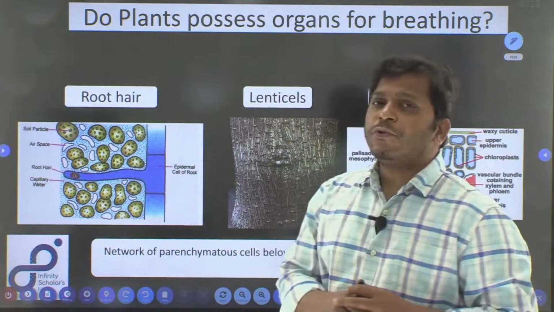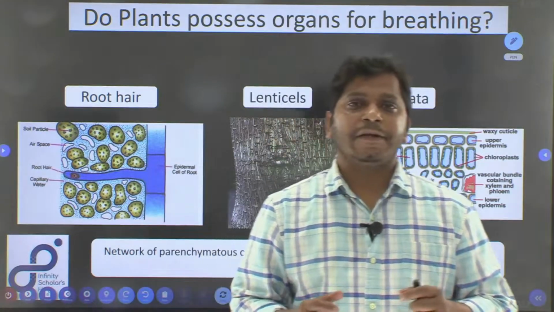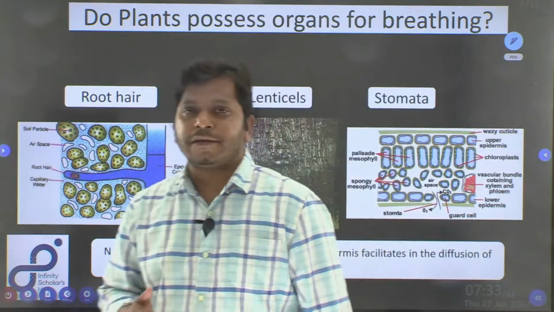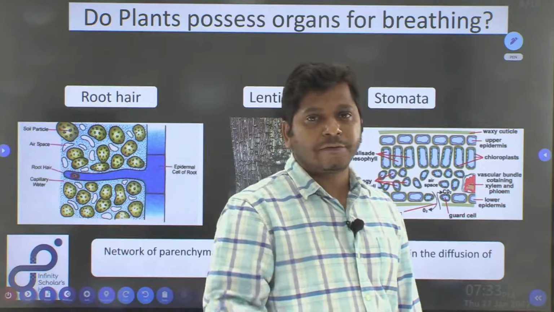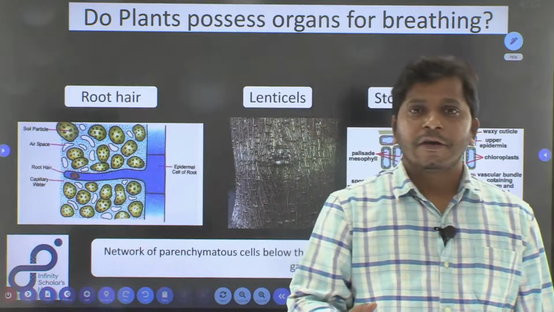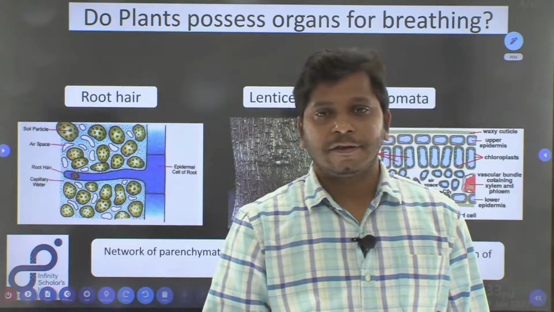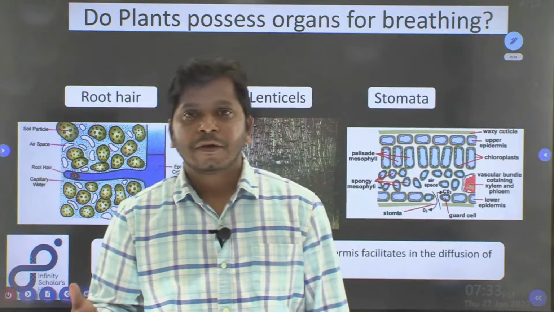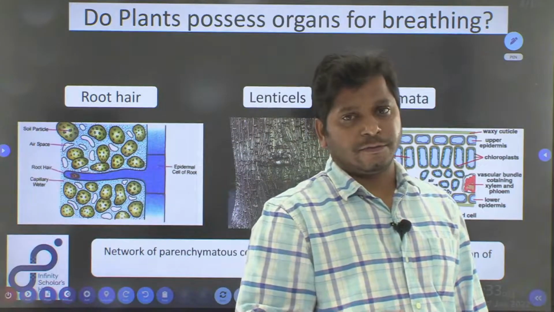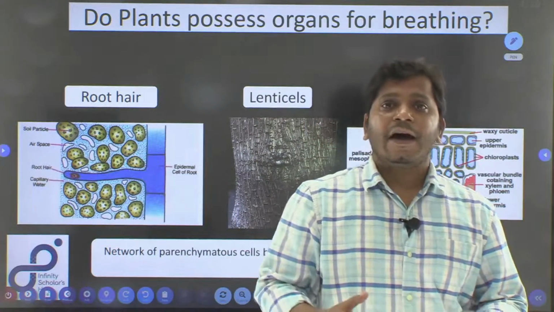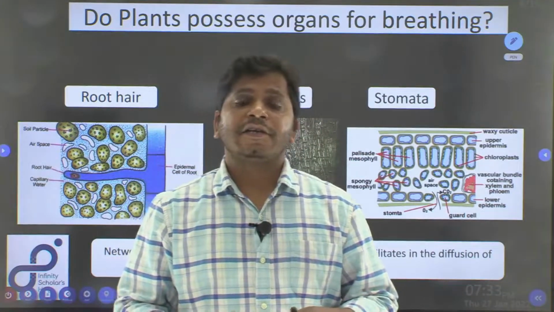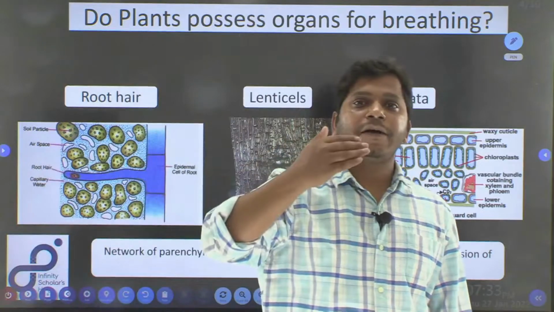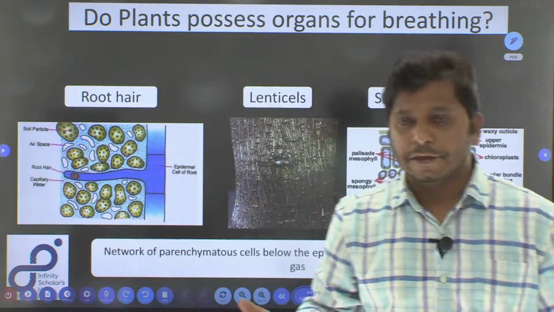So let's look at the respiration that takes place in the plants. For respiration to take place, one of the most important components that we need is oxygen, because carbohydrate has to be oxidized. And the oxygen has to be taken from outside. Most of the living organisms have developed a complex respiratory system or breathing system, so that they can acquire the oxygen from the outside environment.